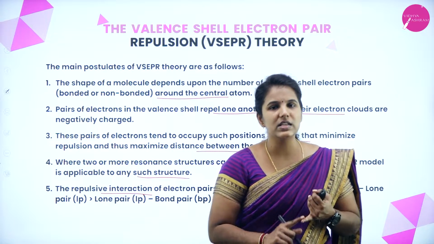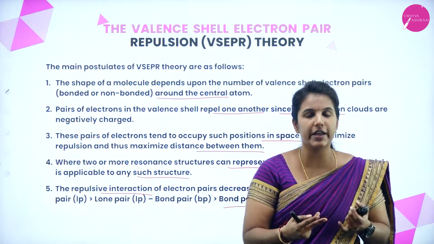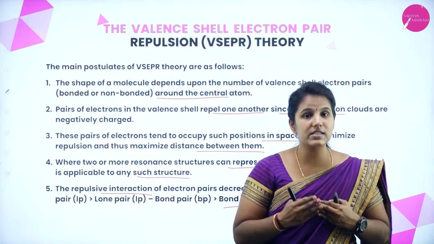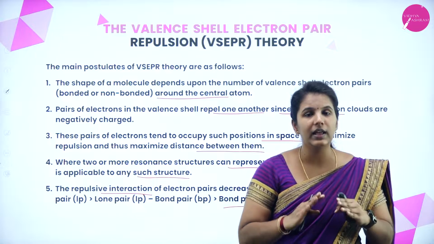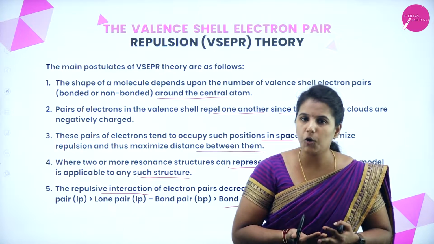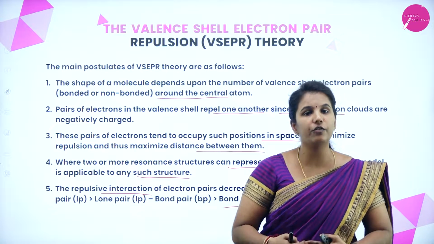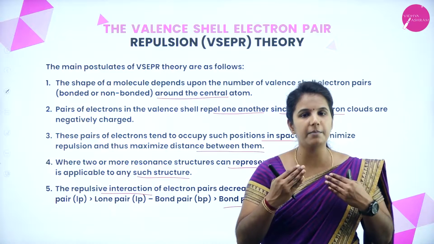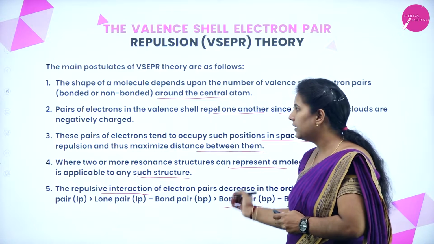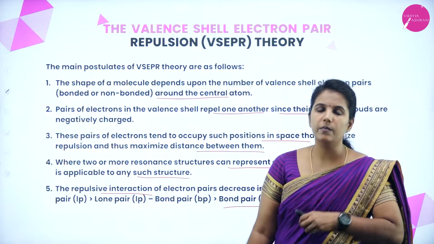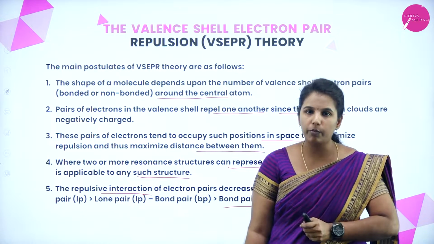So what does it tell us? It tells us that the number of electrons in the valence shell of the central atom describes the shape of the molecule, and the electrons present in the outermost shell repel one another because of like charges. If a molecule has resonance structures and you can't decide the shape, that can be easily decided by using VSEPR theory, and it tells us that the repulsions will usually be in the order of lone pair-lone pair, then lone pair-bond pair, then bond pair-bond pair.